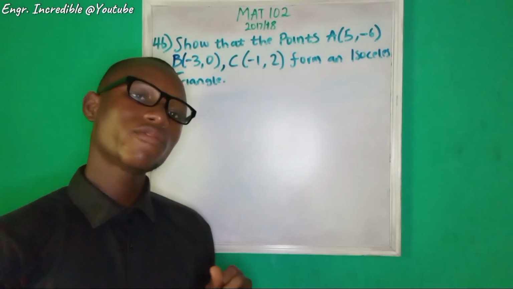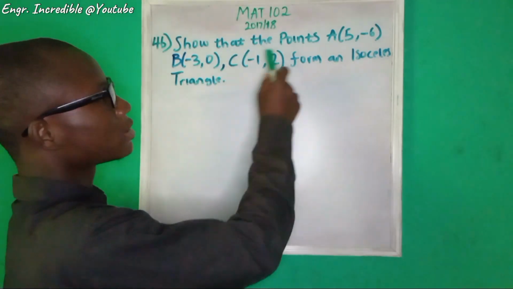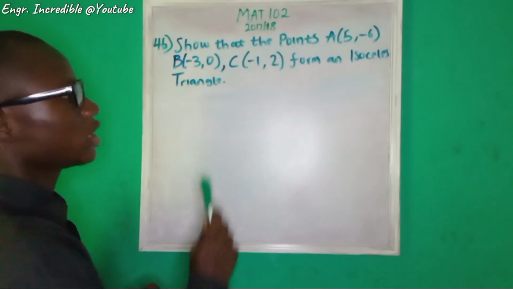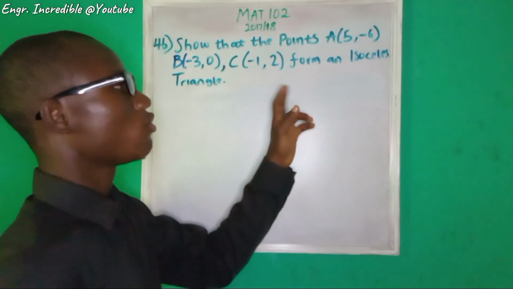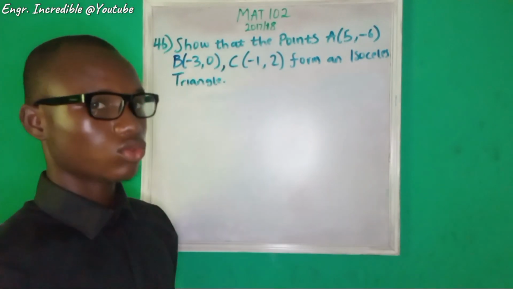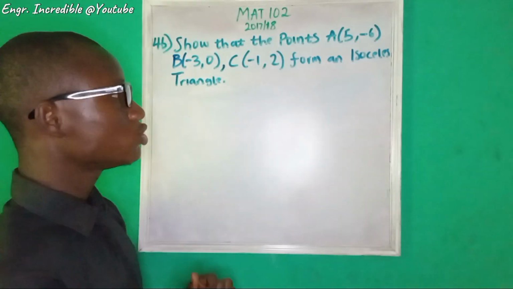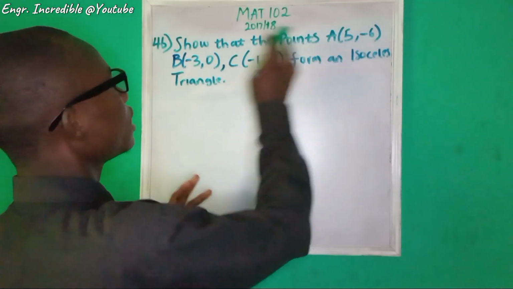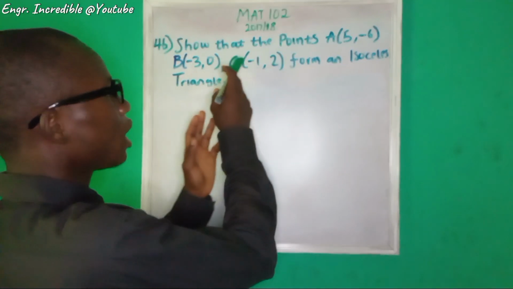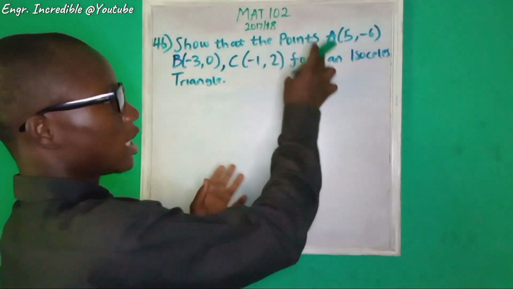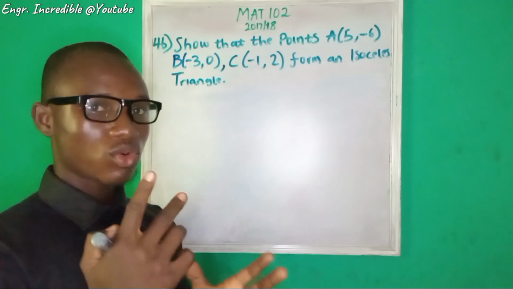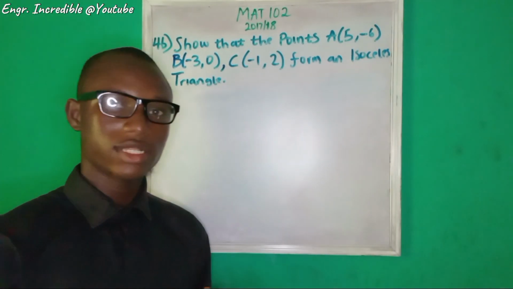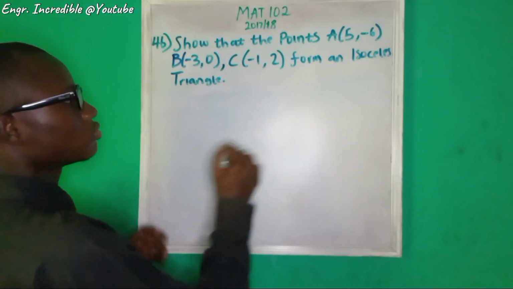So now the question 4b says show that the points A (5, -6), B (-3, 0), C (-1, 2) form an isosceles triangle. This is very simple. What you just have to do is find the distance between point A and point B, the distance between point B and point C, and the distance between C and A. Then two of them must be the same, while the third one will be different, for us to call this an isosceles triangle.